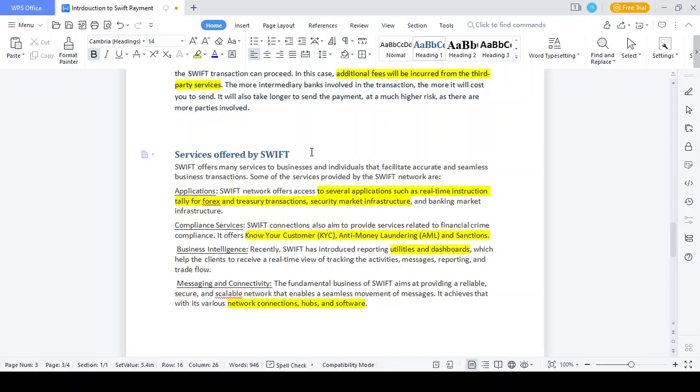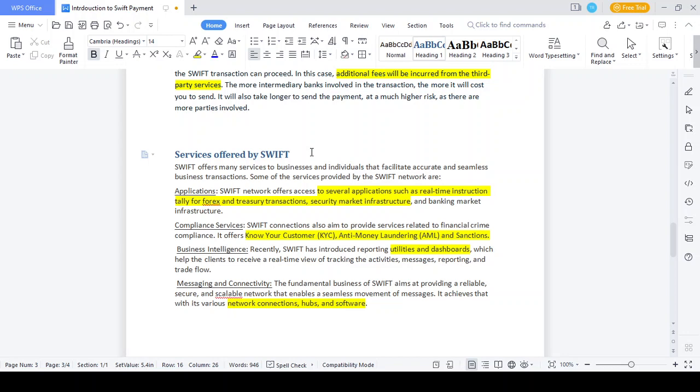How many transactions happen day by day, what kind of message should be initiated, how many MT103 messages should be initiated, how many MT202 messages should be initiated, and in total how many transactions happen daily. You can see all the business intelligence chart-wise, pictorial-wise, or framework-wise. You can see the message and connectivity.